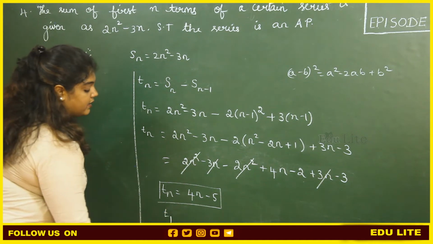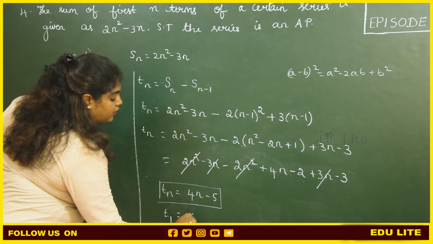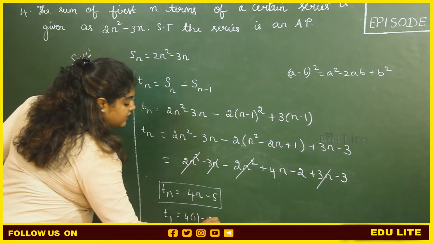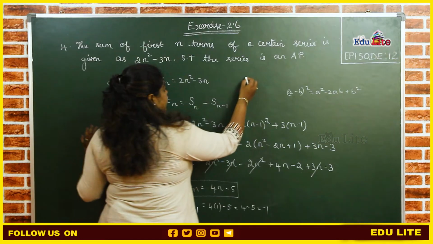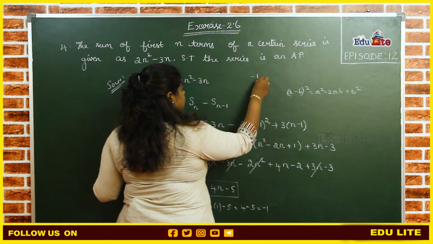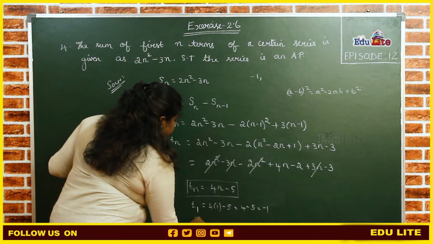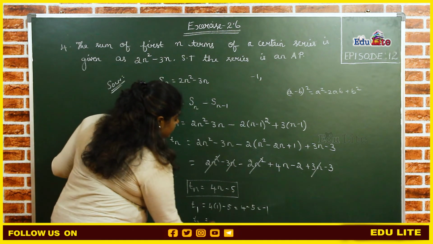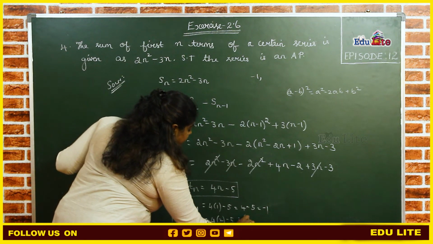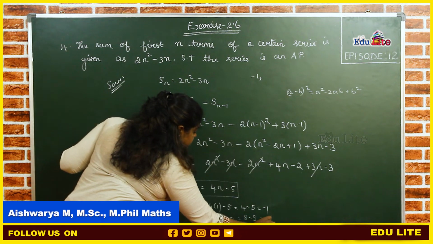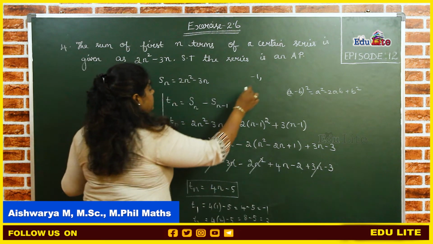as 1. Therefore T1 is equal to 4 into 1 minus 5. 4 minus 5 is minus 1. I will write the sequence here, minus 1. Next is T2, which is 4 into 2 minus 5. 4 2s are 8, minus 5, it is 3. Therefore 3.